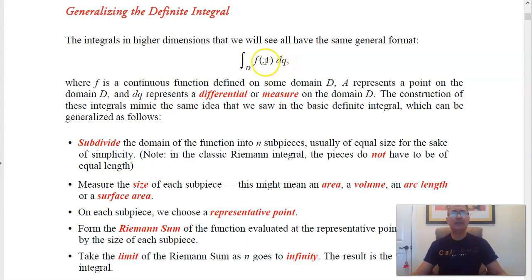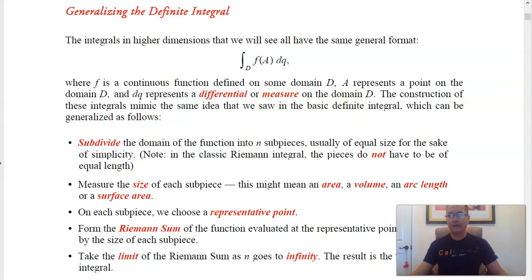Depending on what flavor of integral you have, that might be a dA or a dV or a ds, lower s, or a d capital S. And there might even be an arrow on top. Ooh, vector. Yes, there will be vector integrals, something to look forward to. What does that dq represent? It represents a measure on the domain.